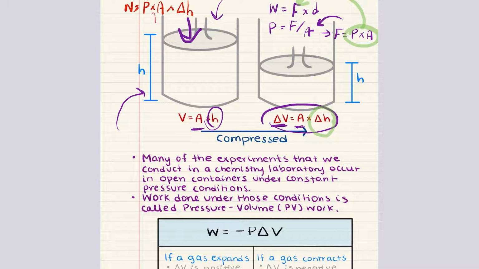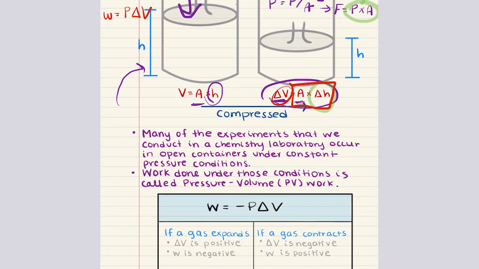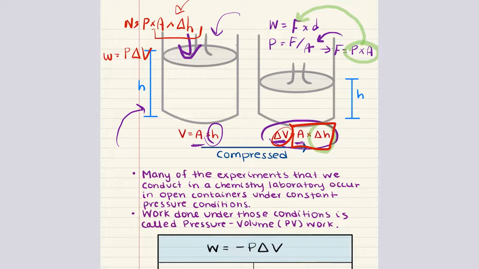Now, A multiplied by delta H, this is just the change in volume. So now we have an expression for work that is pressure multiplied by the change in volume. We just replaced this term with volume in our expression. And now what we have here is that work is equal to pressure times change in volume.